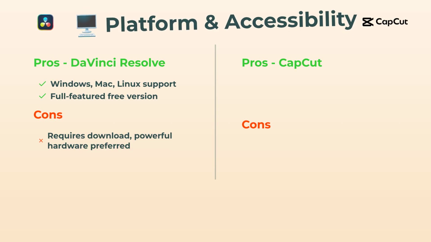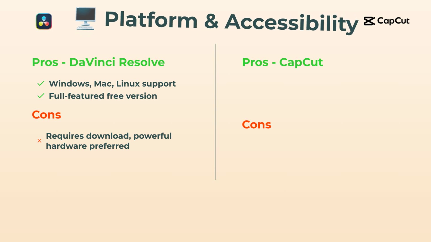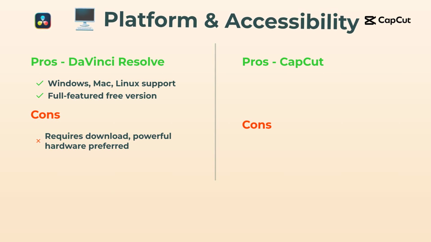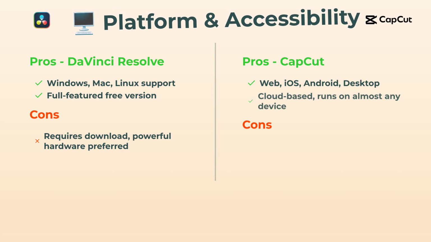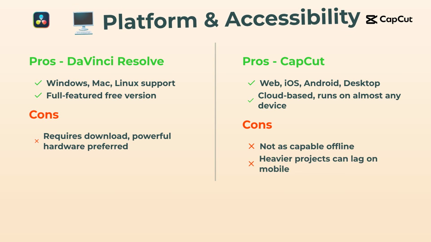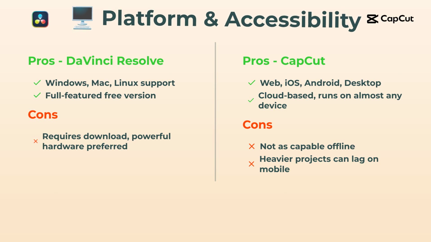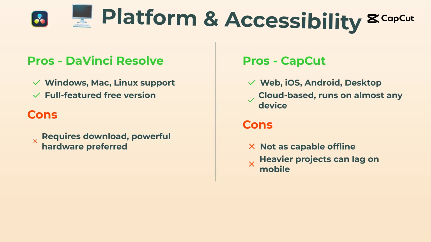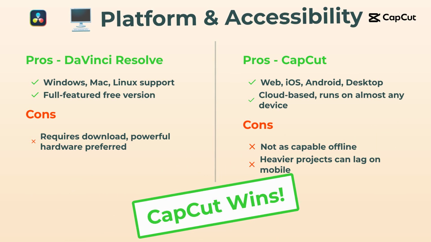Now, what about platform and accessibility? DaVinci Resolve runs on Windows, Mac, Linux, so you're pretty flexible, but you'll need a solid computer. And yeah, you gotta download it. At least the free version is legit feature-packed. Switching gears, CapCut is wild. There's web, iOS, Android, even desktop. So you can hop in literally anywhere you want, no matter what device. It's also cloud-based, so works on a potato, basically. Only snag? It's not as hot offline, and big projects might make your phone sweat. For sheer accessibility, CapCut takes the win here.